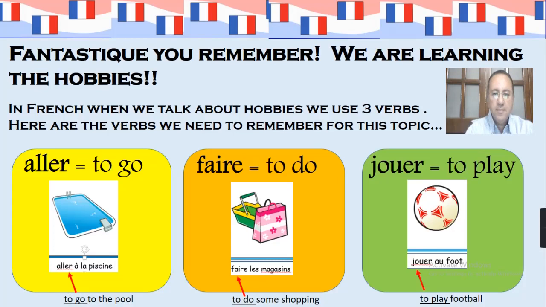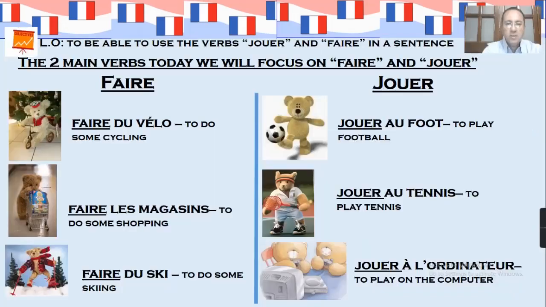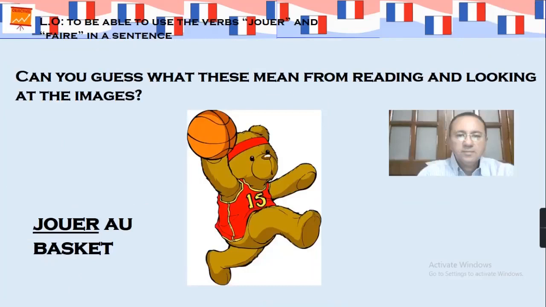So we use verbe faire, to do, for the sports or hobbies that we do without any ball. And we use verbe jouer, to play, for any sport or hobby that we can play with a ball. Look at this slide and the following slides and try to guess what is the meaning in English of these hobbies.